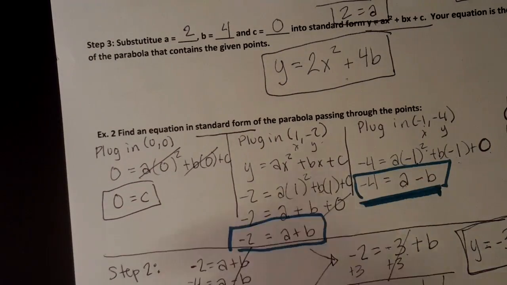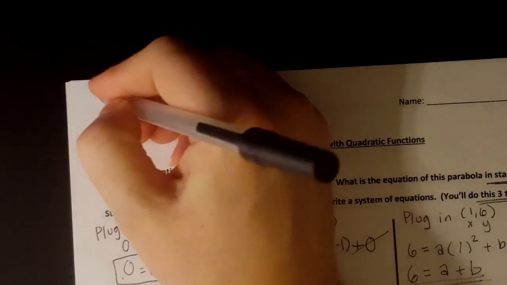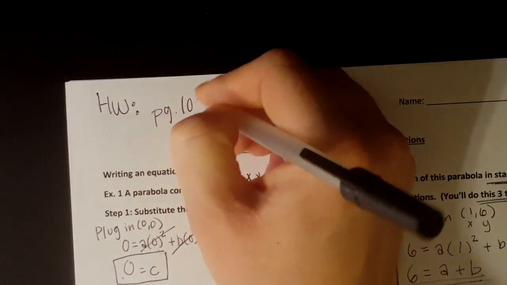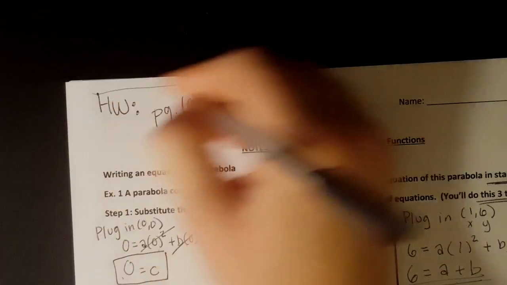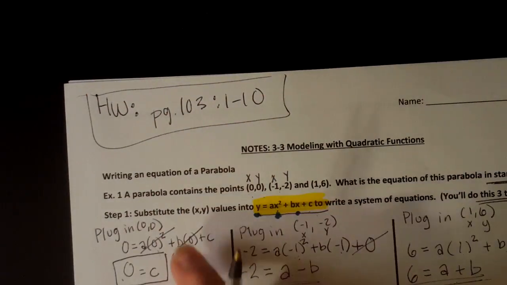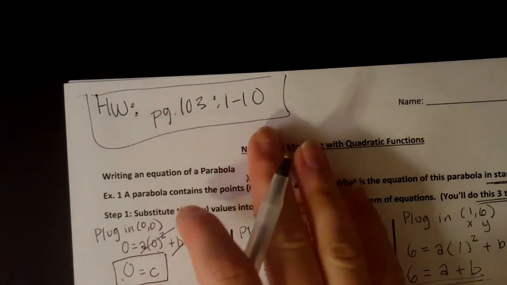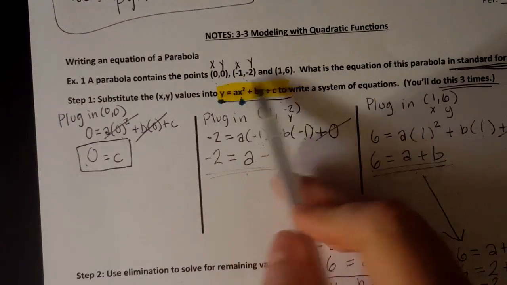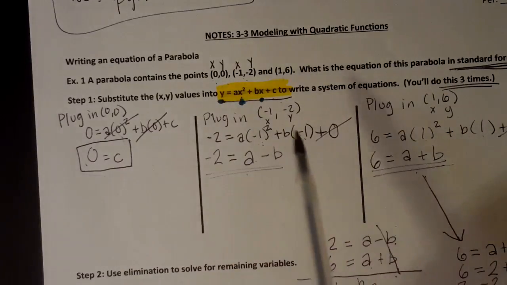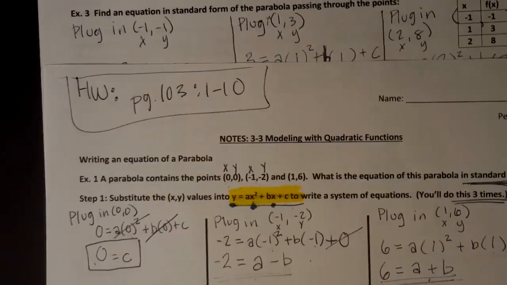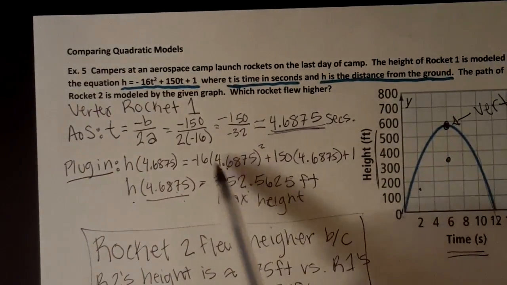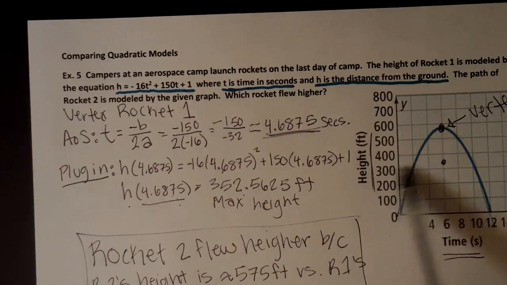Your homework is only 10 problems. So the homework for this set is page 103, 1 through 10. Because you can see how they each take about a half page, so I'm only assigning 10 problems. If it gives you 3 points, and asks for the equation, you need to solve it exactly like we did on the first page.